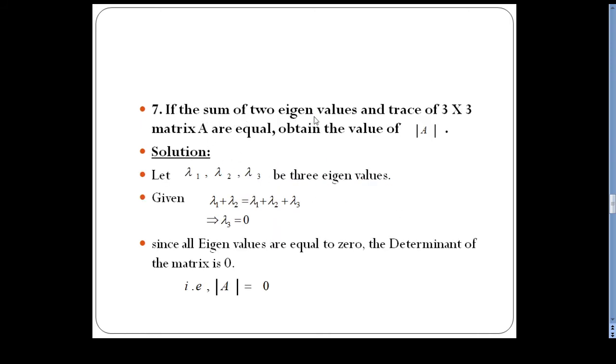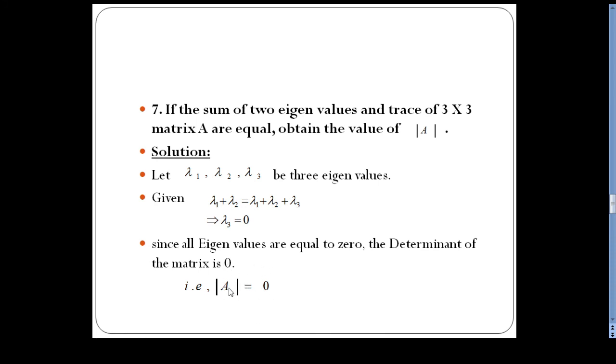Seventh problem. If the sum of two eigenvalues and the trace of a 3 cross 3 matrix A are equal, obtain the value of determinant A. Let lambda 1, lambda 2, lambda 3 be the 3 eigenvalues. It was given that the sum of two eigenvalues and the trace of the 3 cross 3 matrix are equal. So the sum of two eigenvalues, lambda 1 plus lambda 2, is equal to the trace, which is lambda 1 plus lambda 2 plus lambda 3. Now comparing both sides, I can cancel these, so we write lambda 3 equal to 0. Since one eigenvalue is equal to 0, the determinant of the matrix is 0. I can write it as determinant of A equal to 0.